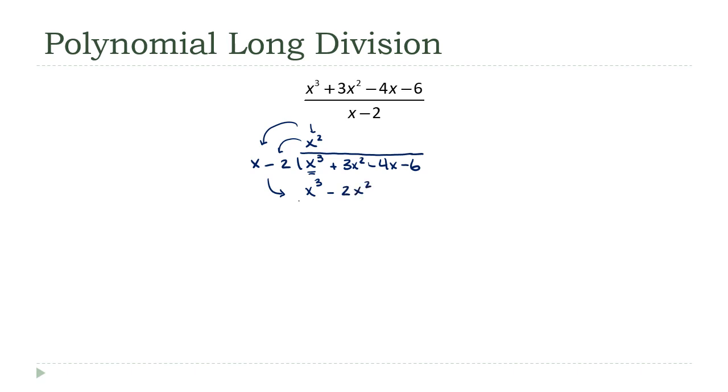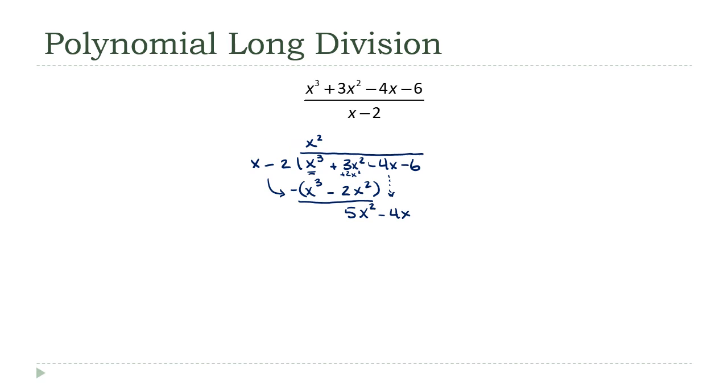And then just like you did right back in 5th grade, I'm going to subtract. So this will become minus x cubed, minus x cubed is 0. This term will become plus 2x squared. So when I add this column, I get 5x squared. Then I'm going to bring down the minus 4x. All right, so now I'm just going to do it again.